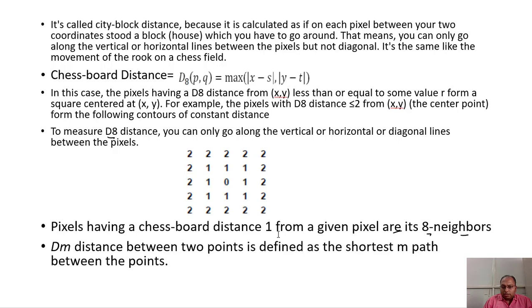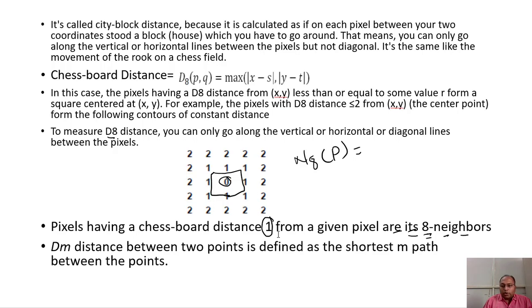Now, pixels having a chessboard distance 1 from a given pixel are its 8 neighbors. If I consider this as my center pixel, then they are nothing but our 8 neighbors. So N8, I hope we have talked about N8 of a particular pixel p. All the pixels having chessboard distance 1 from the given pixel are nothing but its 8 neighboring pixels. Is that fine?